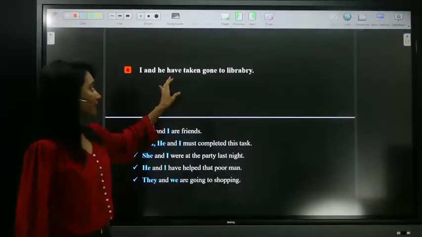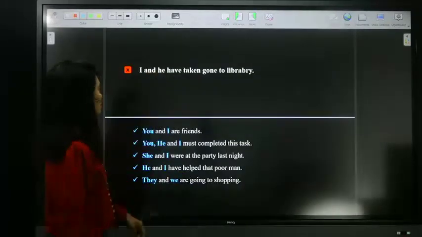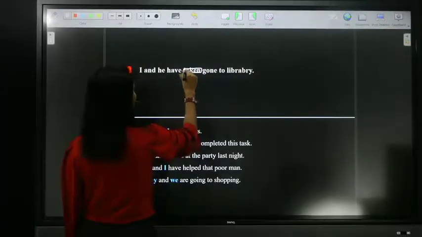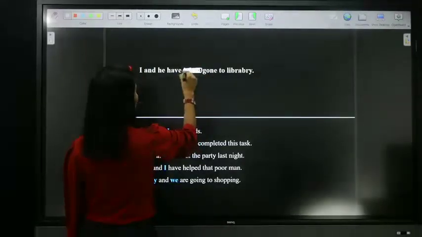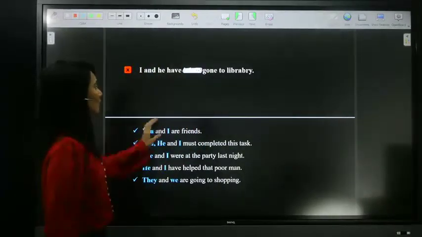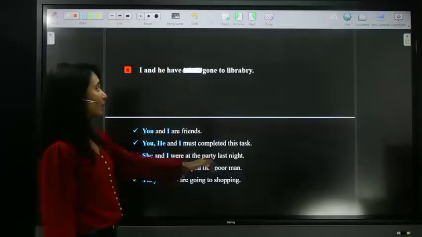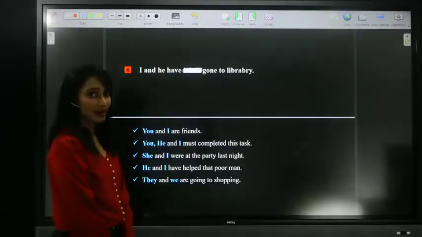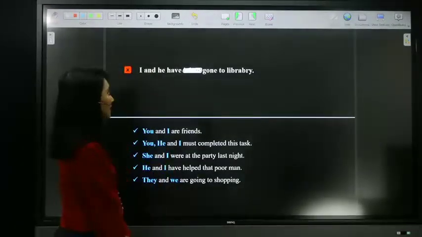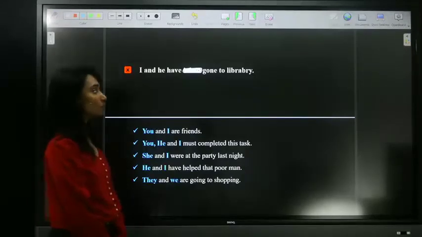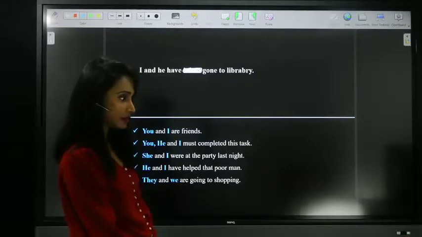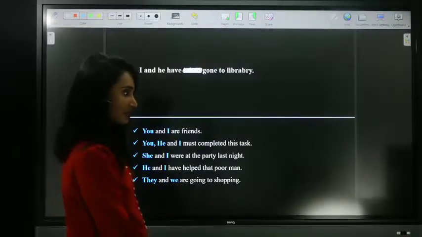I and he have gone to library. Now look at this. I and he have gone to library. What is the error? The second sentence. Please answer this fast. What is the error? What is the correction? Yes, Kartikeyan, you're correct. Any other?